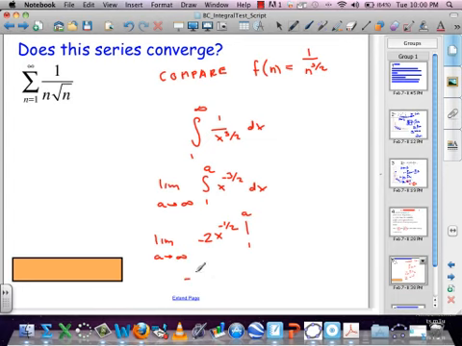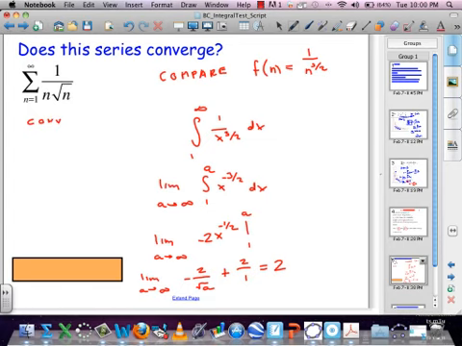Okay, so I have negative 2 over the square root of a, minus a minus is a plus, plus 2 over the square root of 1, 2. And we need to take a limit. And this term here heads towards 0. So this comes out to be 2, which means the integral converges, and therefore our series converges.